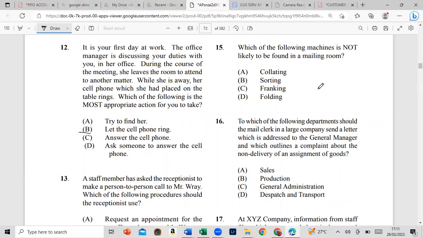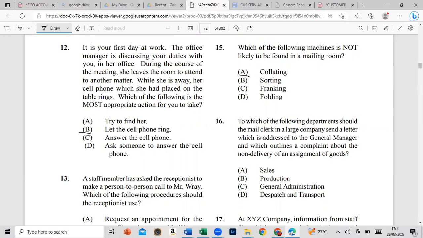Which of the following machines is not likely to be found in a mailing room? A. Collating. B. Sorting. C. Franking. D. Folding. So which of the following machines is not? And that would be A, collating.